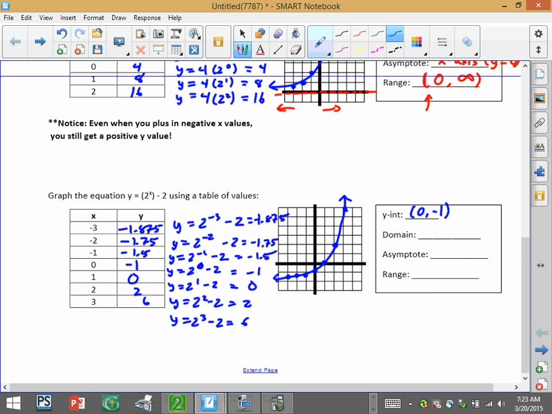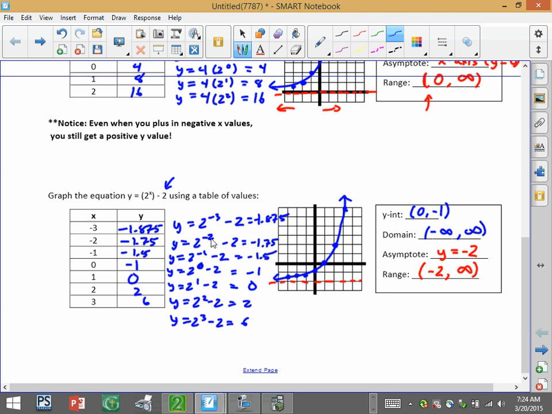The domain again, it's going to go as far to the left as it wants, as far to the right. But where does it look like the graph's getting really close to? If you look very closely, it looks like it's getting really, really close to the line y equals negative 2, which means the range, this thing will go really close to negative 2, and it'll go all the way to infinity.